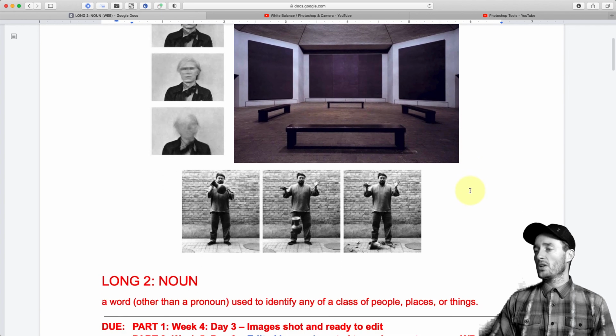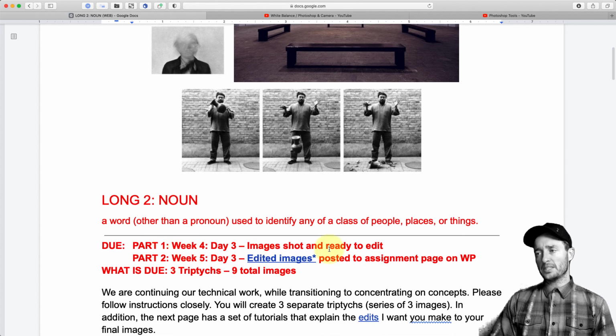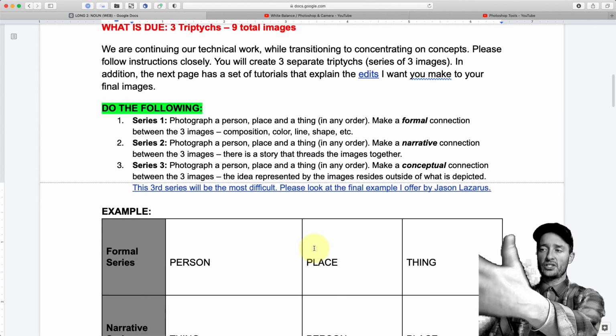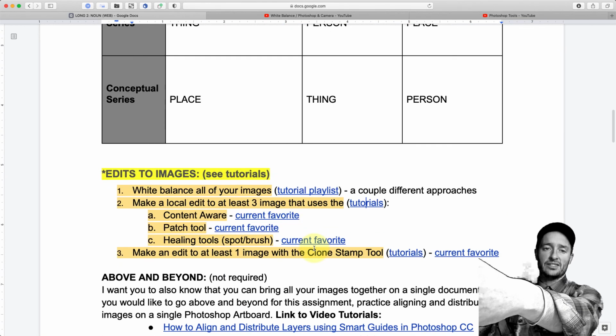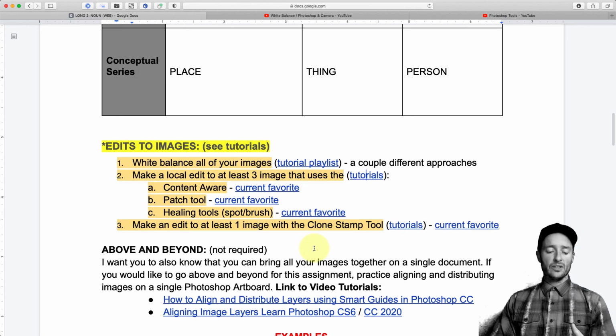All right, so again, I want you to have just your images shot by week 4, day 3, and then I will post the second part as a reminder for week 5, day 3, which will just have a reiteration of these directions again. So don't feel that you can't get ahead if you want to.